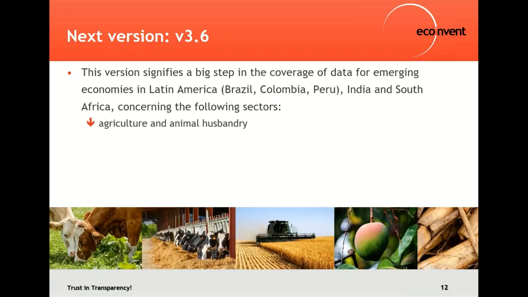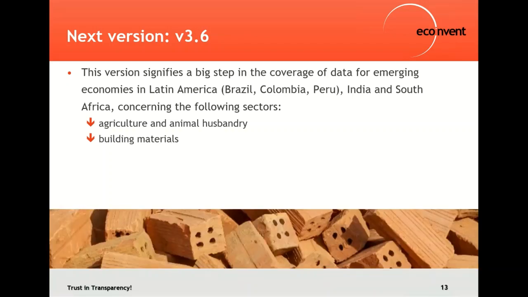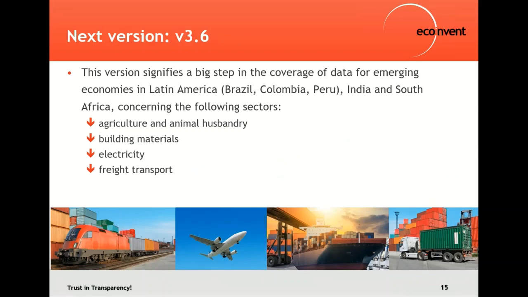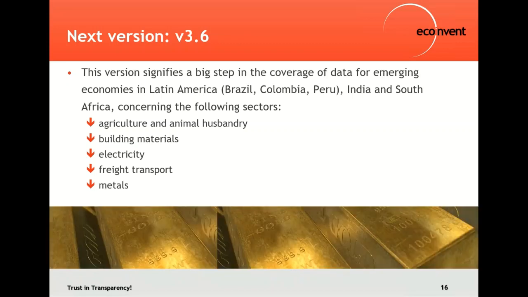So we will add data to agriculture and animal husbandry, to the building material sector, to the electricity. We will have Brazil as another country where we will be able to distinguish the different grids. This is something we have done already for other large countries, and we will do in 3.6 for Brazil. We will have new data on freight transport. Of course, this will also benefit the global transport in the case of air and sea transport. We will have additions to the metal sector.